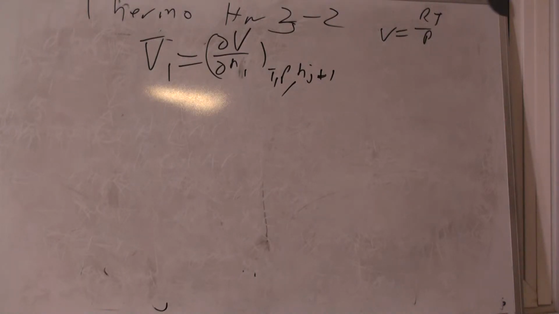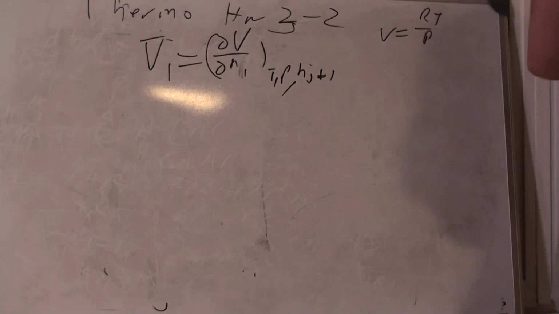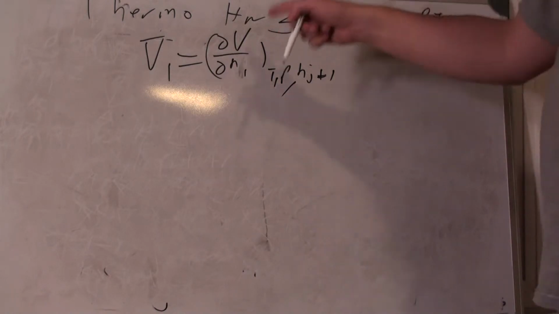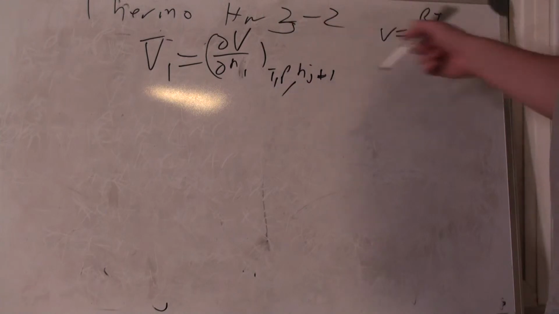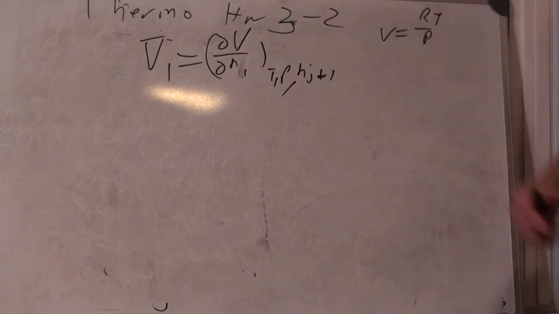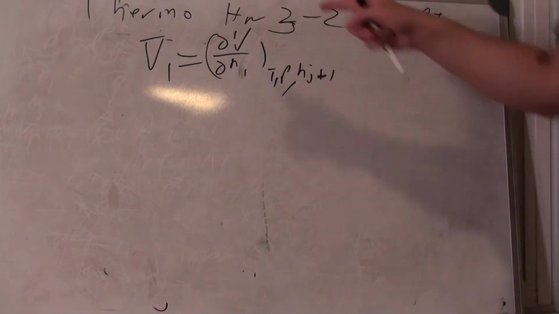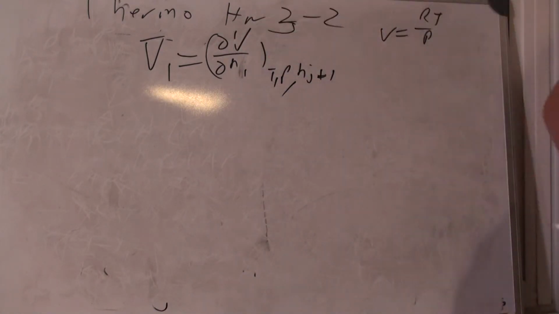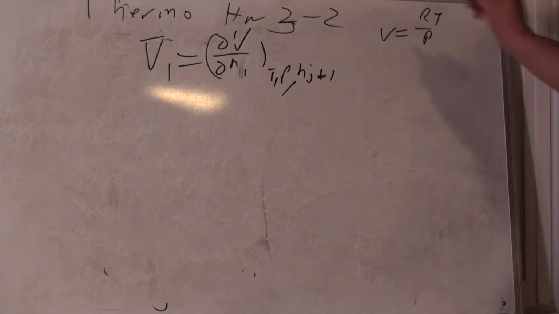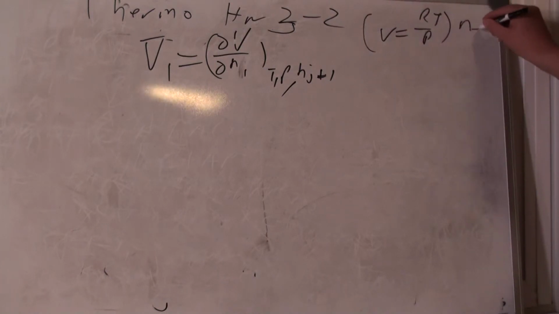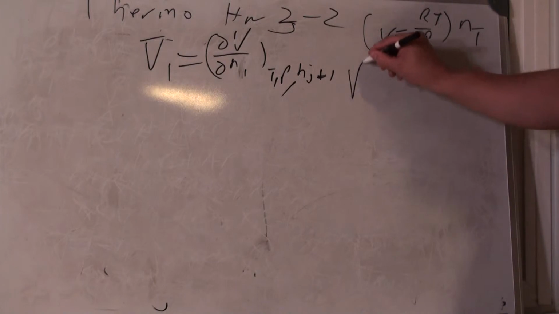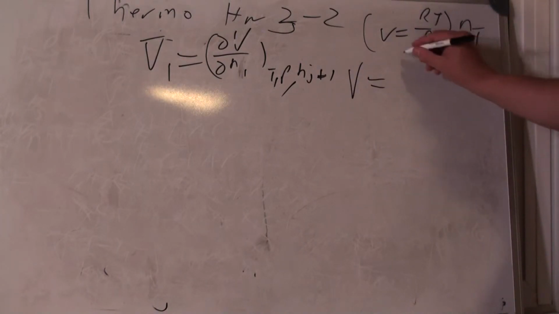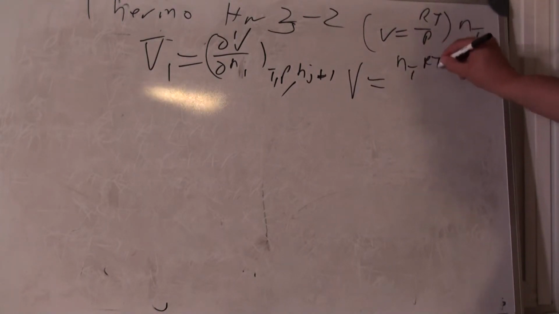Alright, I multiply by the total moles. Now, remember, this is a capital V, and I can't just, what is D and I? Oh, that must be 0. No, I have to use capital V. And how do I get capital V? Well, I have to multiply by total moles. And then my little v becomes a capital V, and this is equal to NT RT over P.